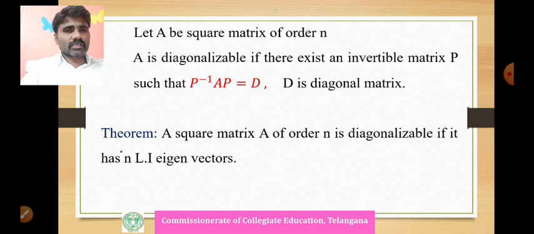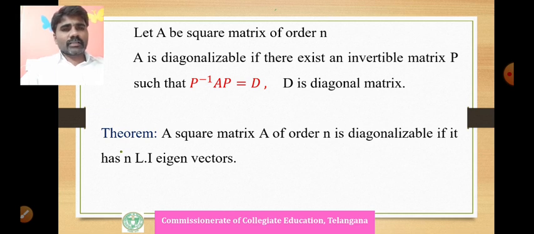Two matrices are said to be similar if there exists a non-singular matrix P such that P inverse AP equals B. Here P inverse AP equals D. That's why D and A are similar matrices. There exists a non-singular matrix P such that P inverse AP equals D. Then we say that A is diagonalizable and A is similar to a diagonal matrix.